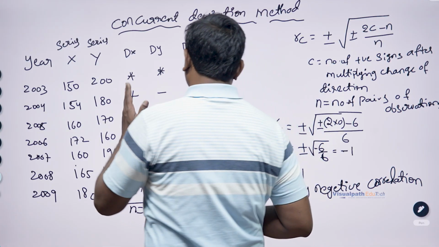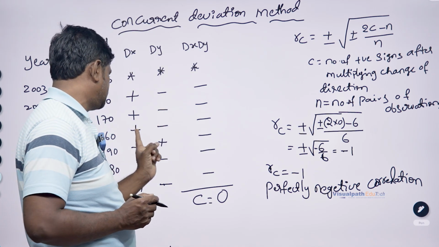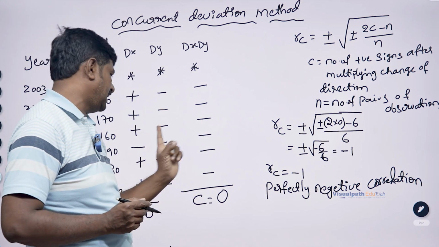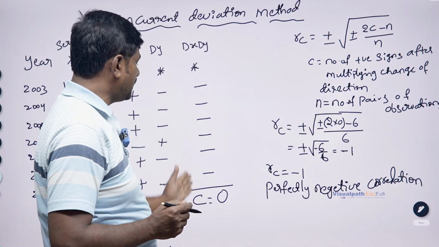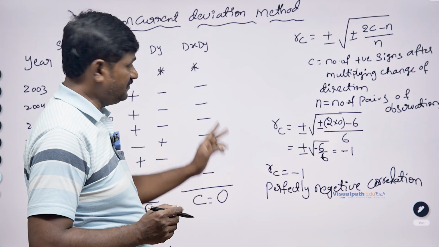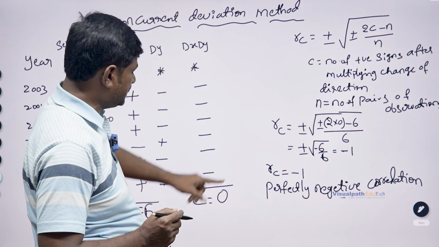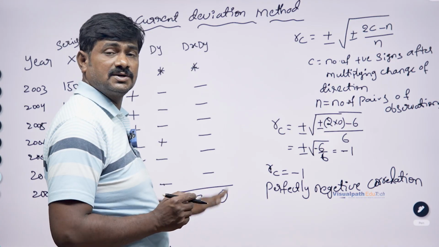Then again we have to multiply dx and dy: plus into minus is minus, plus into minus is minus, minus into plus is minus, and so on. All of them are minuses, there are no positive signs. If any positive signs are there, we take the count as the value of C. If we have two positive signs, we take C is equal to 2. But here there are no positive signs, so we take C is equal to 0.